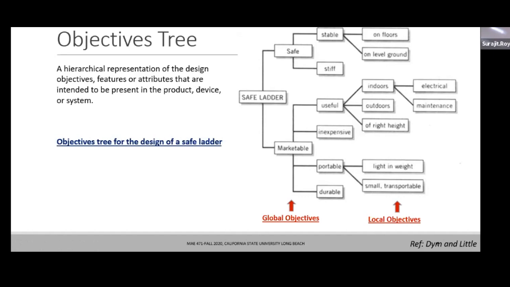Now, I don't expect you to be working on a tree structure like this for your specific idea or project, but at least you should be aware of what an objectives tree means. An objectives tree means basically that your objectives are arranged in a global to local fashion. So you first arrange the global objectives and then the local objectives, and that structure is called a tree structure. Does it make sense, guys? Yeah.